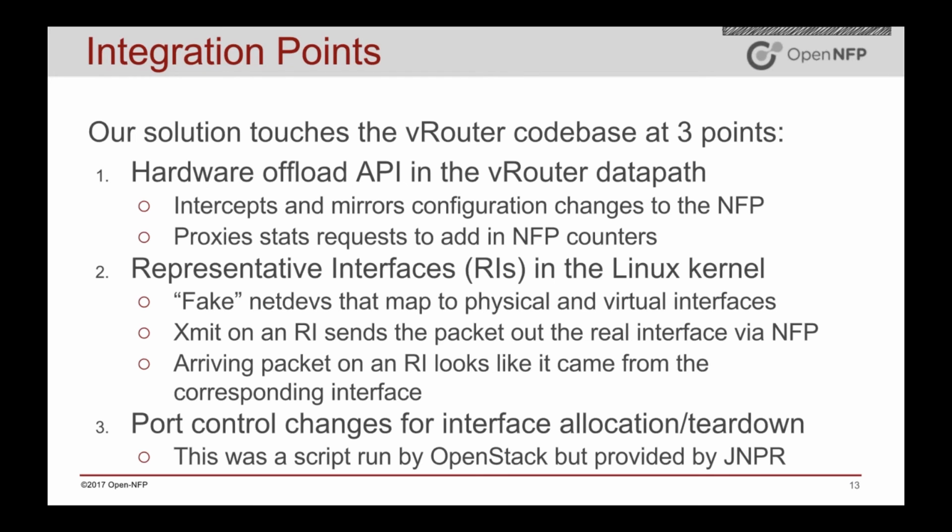And our third integration point was that, with this concept of representative interfaces, we had to modify the way that interfaces were allocated, removed, and configured from the orchestration layer perspective, in order to do the plumbing to get these interfaces hooked into VMs, the SmartNIC, and the vRouter kernel module. Fortunately, those changes were all part of, although they're run by OpenStack, a script provided by Juniper's Contrail code base, so we were able to hook into that as well.